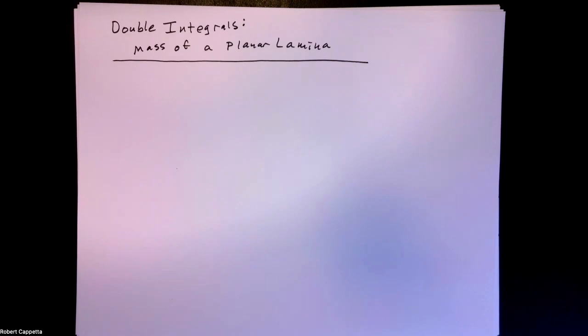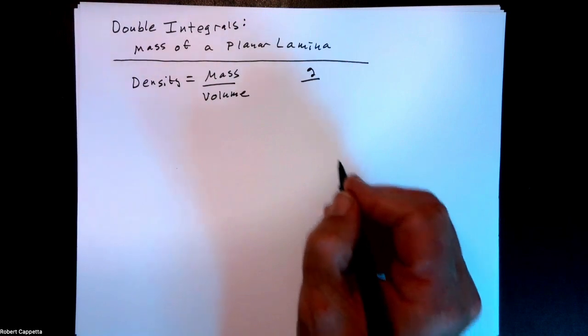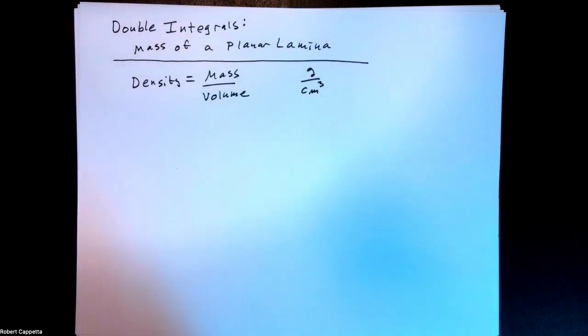In this lesson, we're going to look at an application of double integrals, namely determining the mass of a planar lamina. So let's remind ourselves of something from physics. Density equals mass divided by volume. So for example, mass could be written in grams, volume in milliliters or cubic centimeters. So for example, water has the density of 1 gram per cubic centimeter.